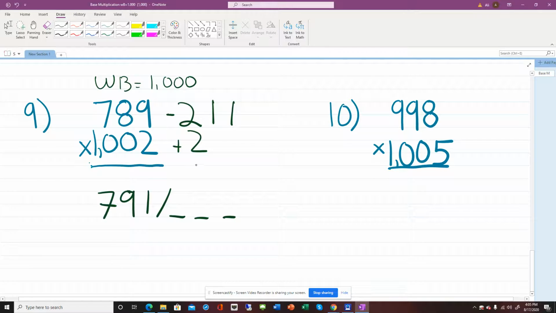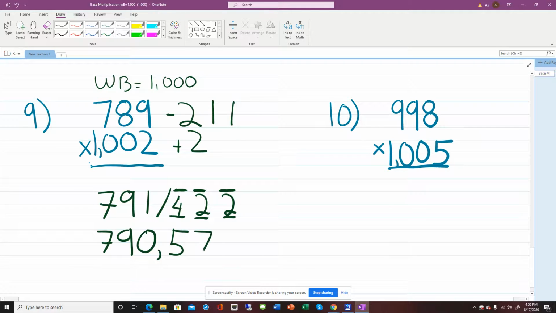-211 times 2. So it's going to be negative, but let's just worry about the value first. So I get 4. 200 times 2 is 4, and then I get 22. Now let me put a bar over each one. It's negative. So down 1,000, up 1,000. 790,000. And then 9, all from 9, last from 10. I'm subtracting this minus 1,000. 1,000 minus 422. So 9 minus 4 is 5. 9 minus 2 is 7. 10 minus 2 is 8.